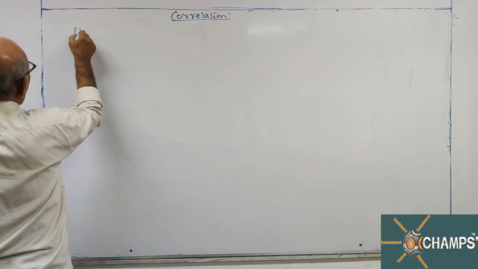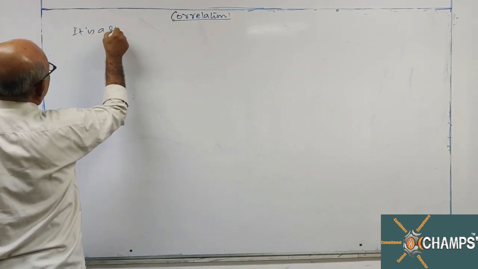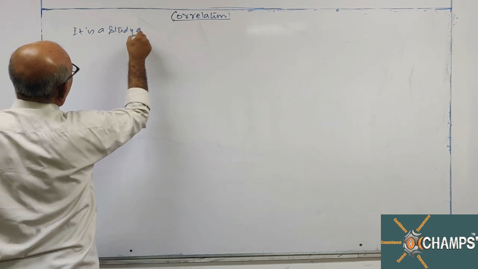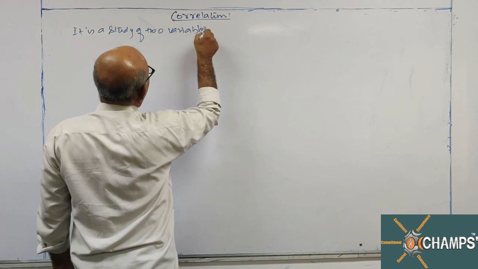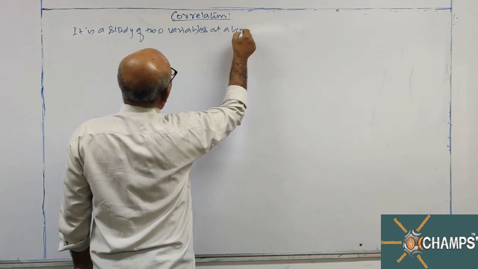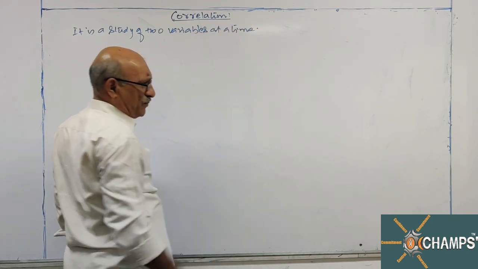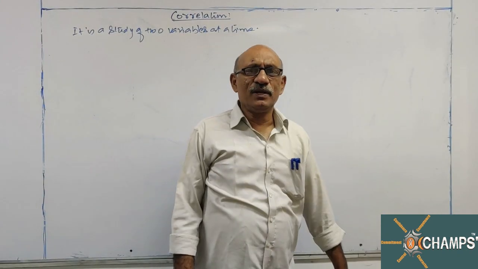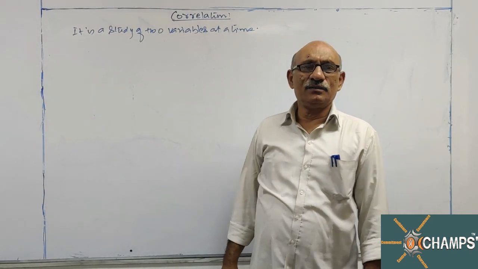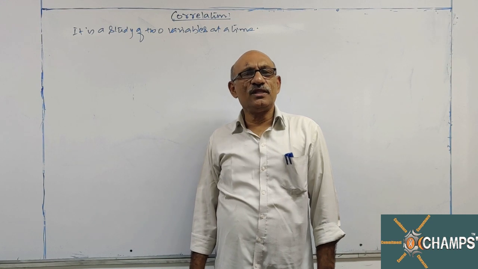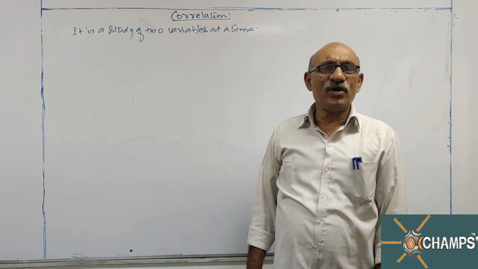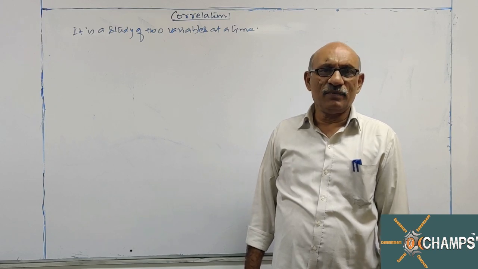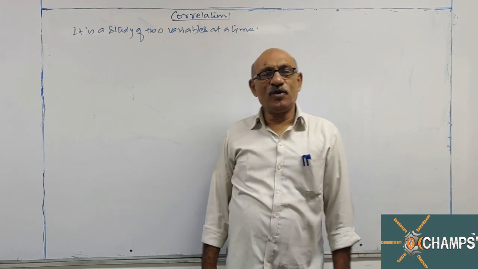It is a study of two variables at a time. What does it mean actually? Let's see a small example, price and demand. Whenever there is a change in the value of one variable, we are noticing a corresponding change in the value of other variable.